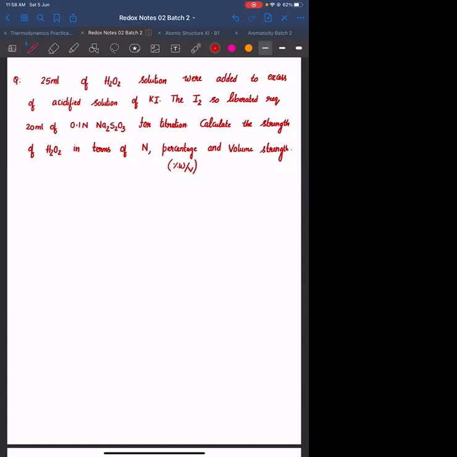0.08. 0.08 is the normality. Very good. So once you get the normality, you can get the volume strength and percentage weight by volume. What is the formula for percentage weight by volume? It is 34x upon 112. 0.136. Very good. Percentage weight by volume is 0.136.